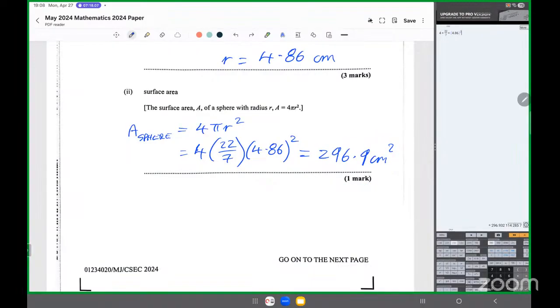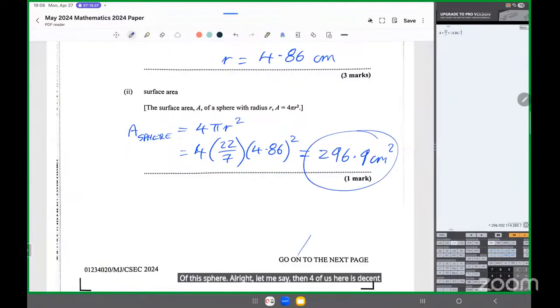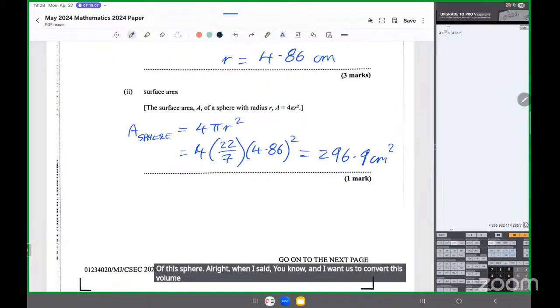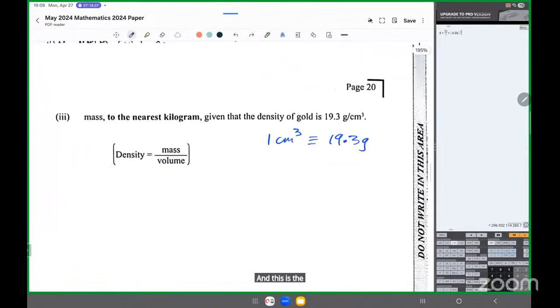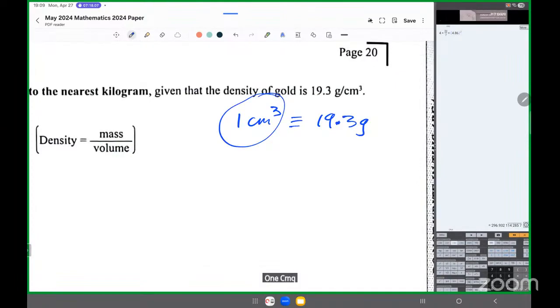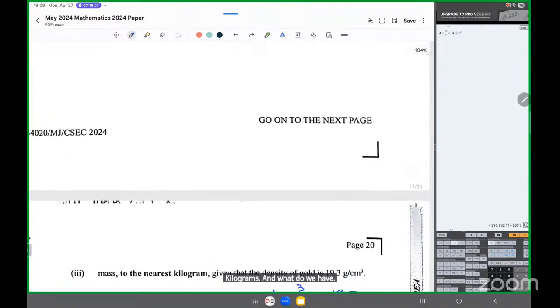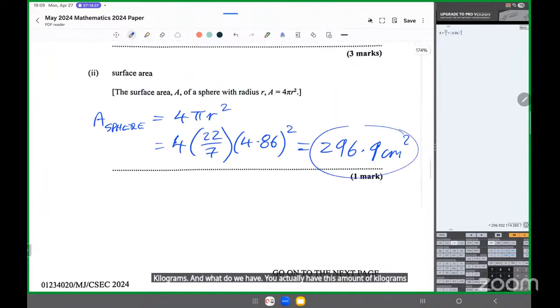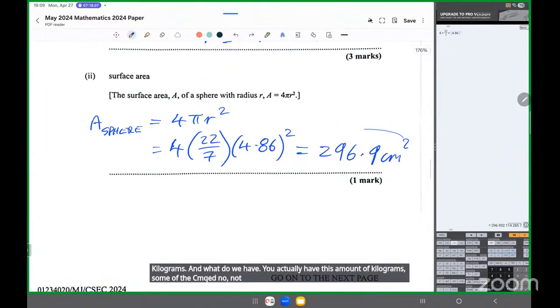Remember, say the volume of a sphere is this, and I want us to convert this volume now to mass. This is the conversion based on the density of the material. 1 cm cube of the gold is this amount of kilograms. And what do we have? We actually have this amount of kilograms, this amount of cm cube. No, not the cm cube. Cm cube was the other one, sorry.